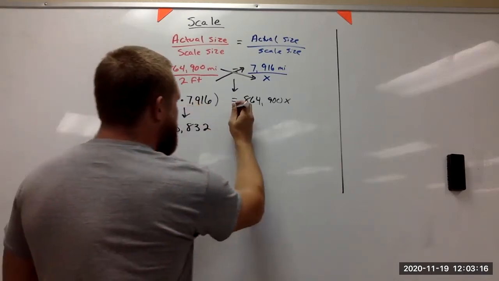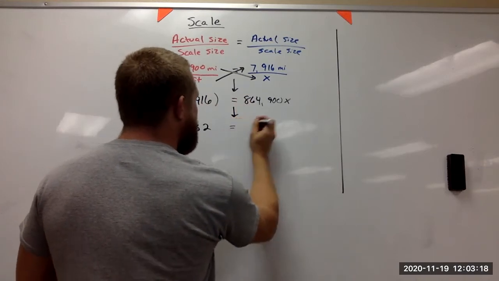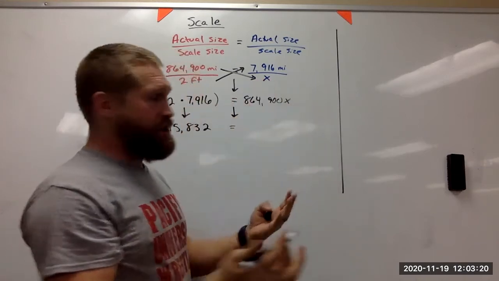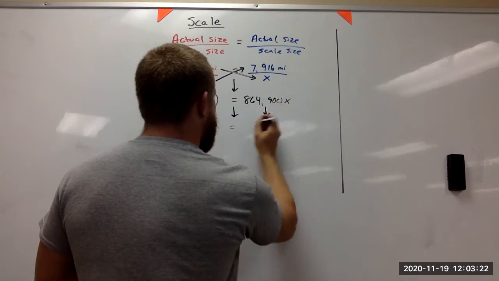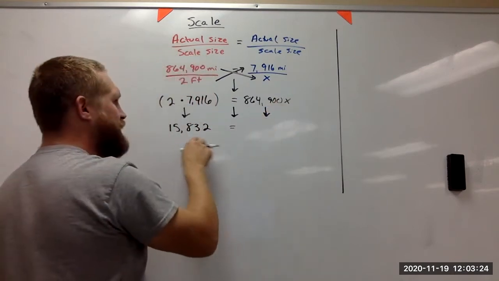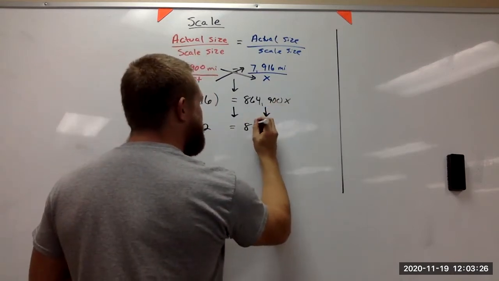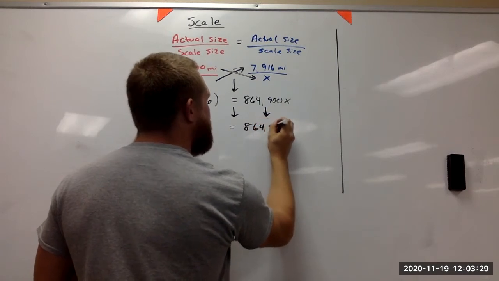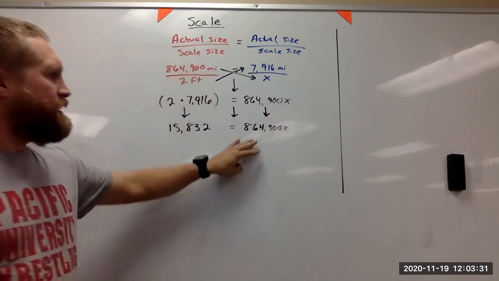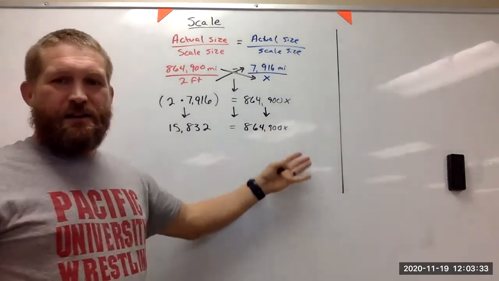So I'm going to move that down. I'm going to move my equal sign down. And this, nothing has changed. So I'm going to also move that down. So I have 15,832 equals 864,900x. Usually when we do these, your x is smaller.